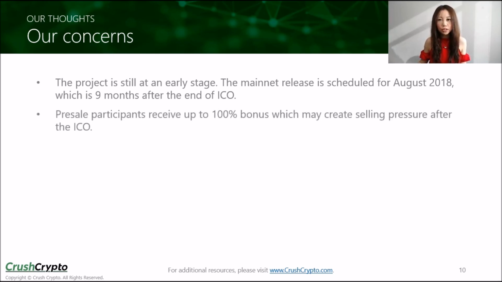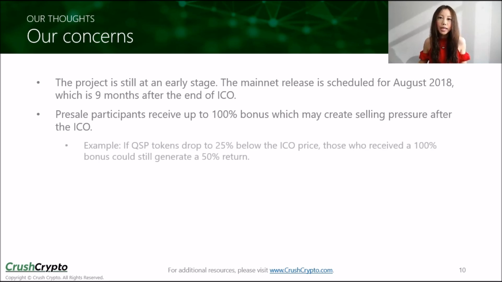Based on their bonus structure, pre-sale participants could receive up to 100% in bonuses, which could be viewed negatively by other participants. Investors are becoming more cautious with ICOs that have large pre-sale discounts or bonuses, as pre-sale participants are willing to sell their tokens at a much lower price than crowd-sale participants. For example, even if QSP tokens drop to 25% below the ICO price, those who receive the 100% bonus could still generate a 50% return.